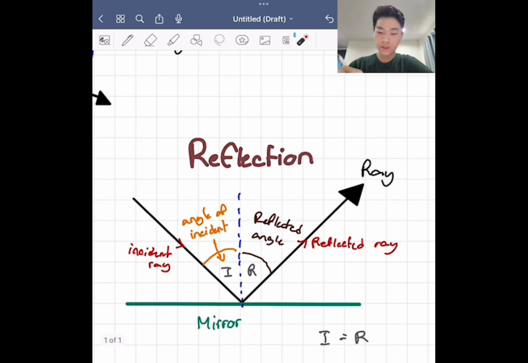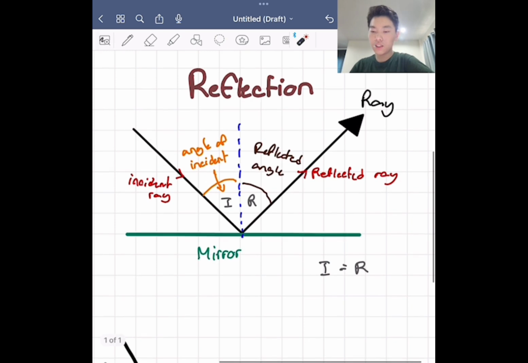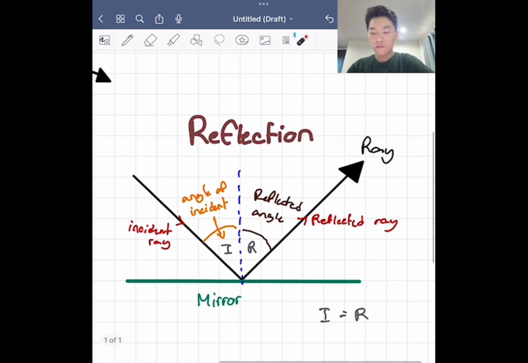As you can see in the diagram, the incident ray hits the mirror and bounces back at the same angle, causing the angle of incidence and the reflected angle to be the same. This is also known as the law of reflection: i equals r, the angle of incidence is equal to the reflected angle.